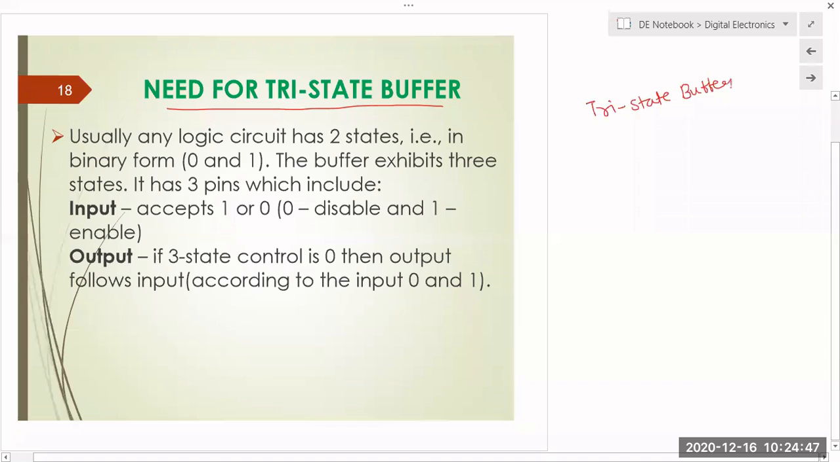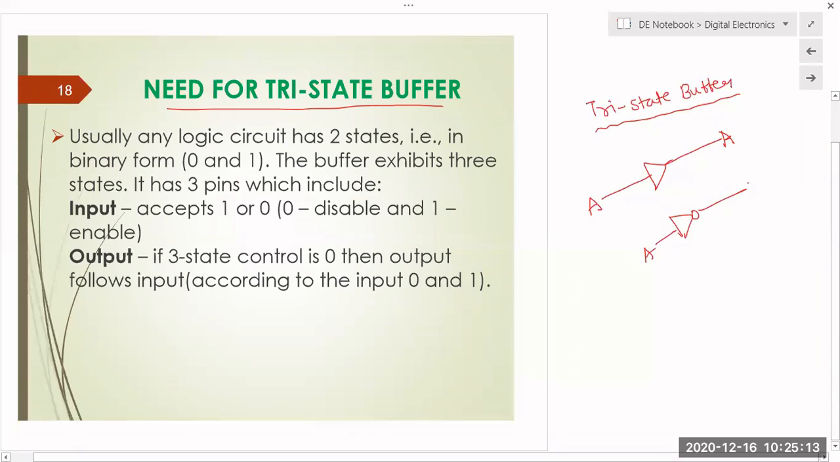So what is the meaning of buffer? It's not the buffering you see on YouTube. It's like in the case of digital electronics. A buffer is nothing but whatever input I am giving, it gives as is. Okay, so there is a difference between an inverter and a buffer.